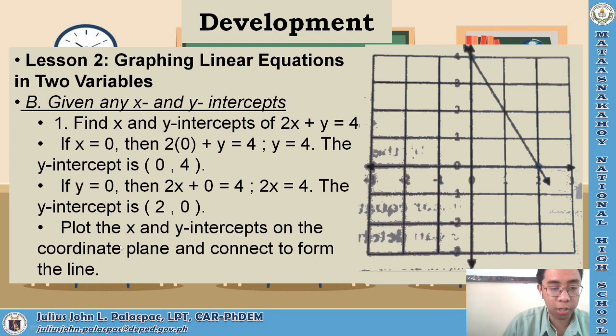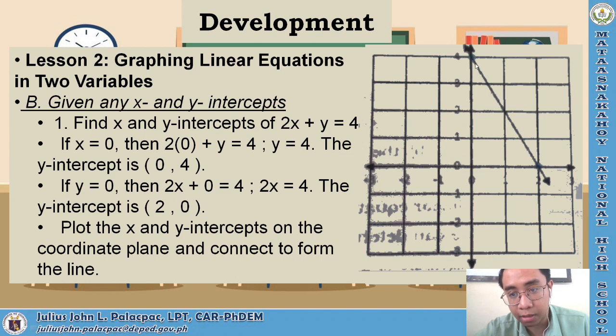Plot the x and y-intercepts on the coordinate plane and connect to form the line. So if we have 2 here, so from 0, we have 2. A is equal to 2. So positive 2 is to the right, so 1, 2. The other part, y is equal to 4, or the b is 4. So from 0 above, 1, 2, 3, 4. So in plotting the x and y intercepts, we are always looking for the points on the line. And then connect those points to have a line here, which is the linear graph.